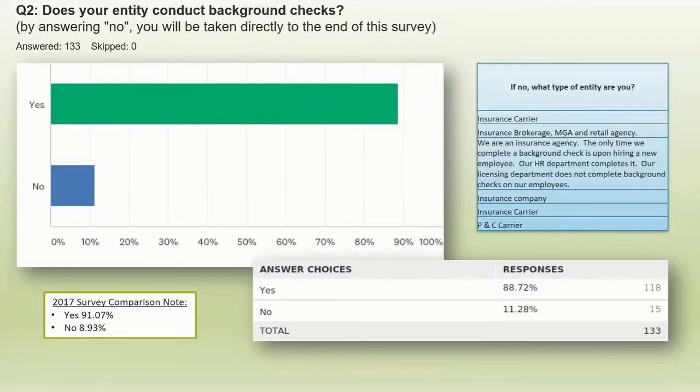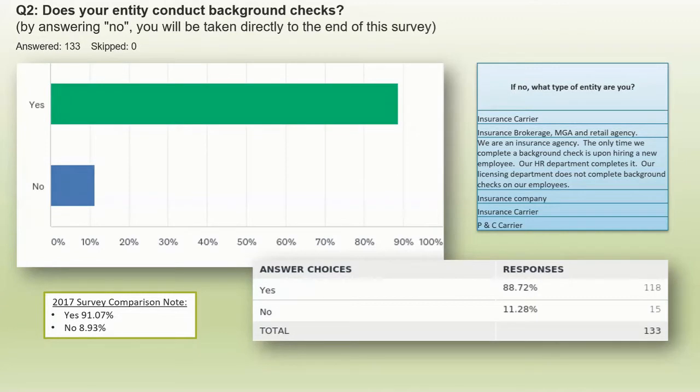So let's jump into question 2. Does your entity conduct background checks? By answering no, you'll be taken directly to the end of the survey. 88.72% responded yes that they conduct background checks. This was somewhat noteworthy as in 2017, the respondent rate was 91%. I believe in 2016, the respondent rate was north of 90 as well.